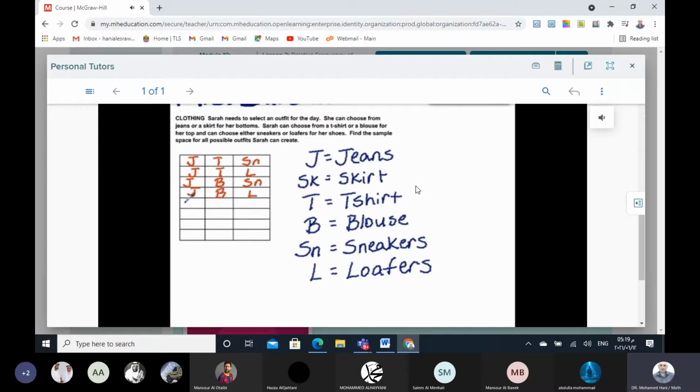Now for the skirt. When she starts by choosing the skirt, she can wear it with a t-shirt and sneakers, or she can choose the skirt, the t-shirt, and the loafers, or she can choose the skirt, the blouse, and the sneakers, and the last one is the skirt, the blouse, and the loafers.